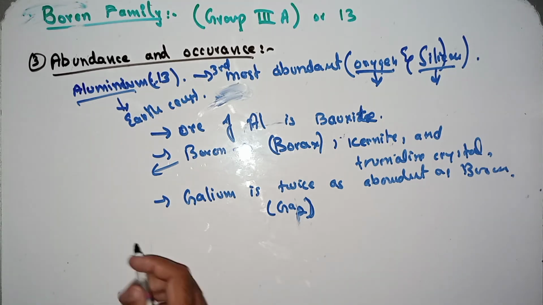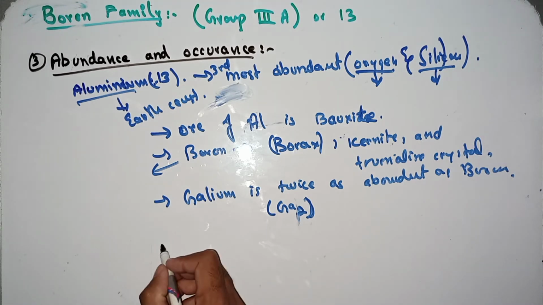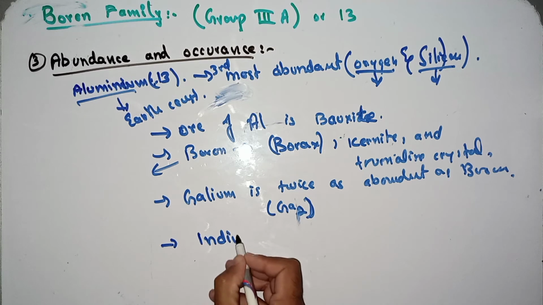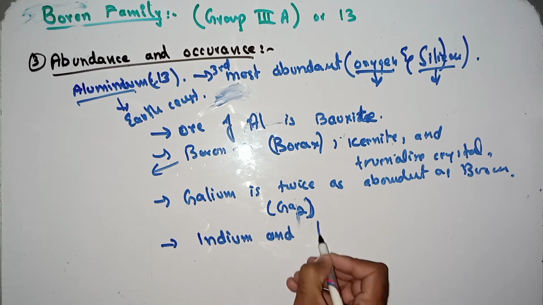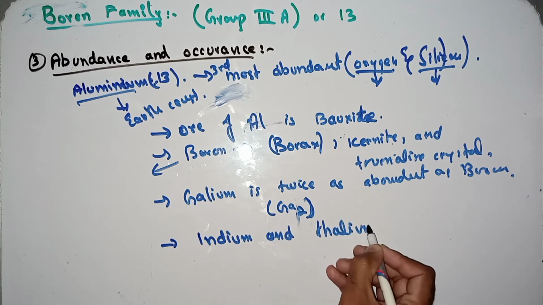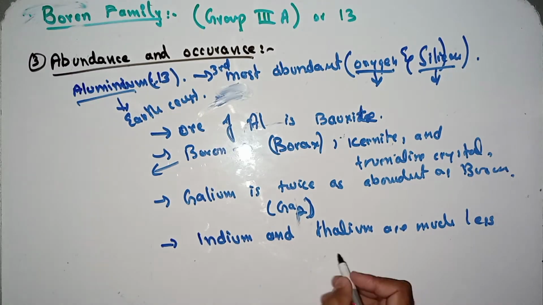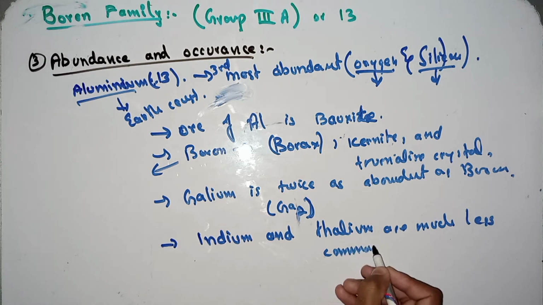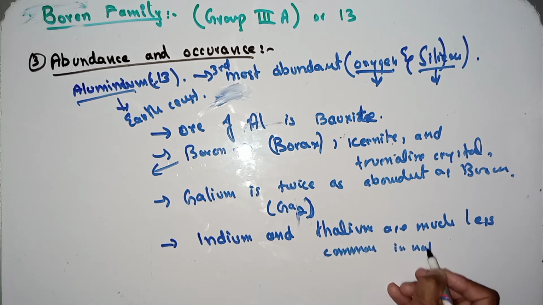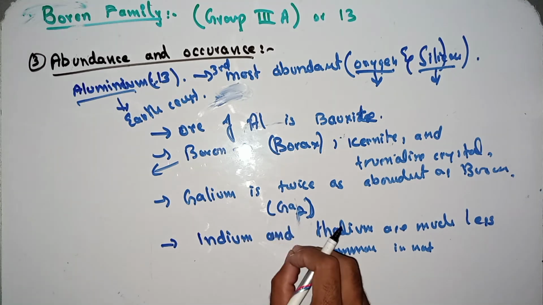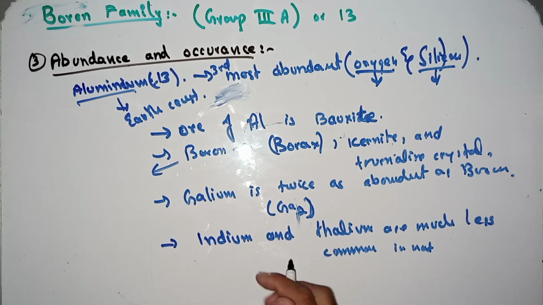The other elements, that is indium and thallium, are much less common in nature. All three elements, that is gallium, indium and thallium, occur as sulfides and traces in zinc and lead sulfide ores.